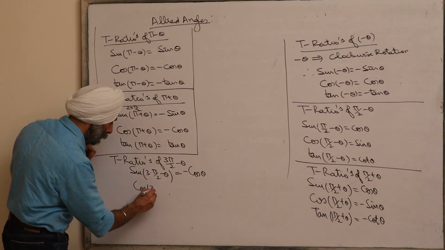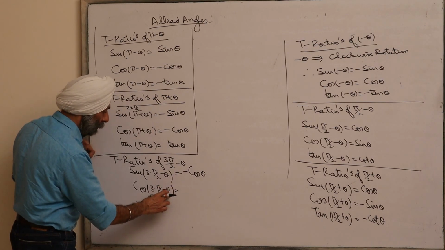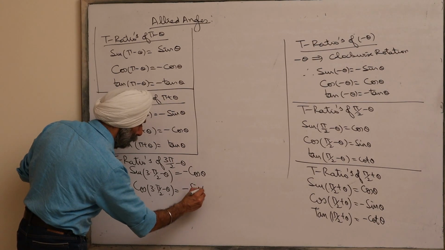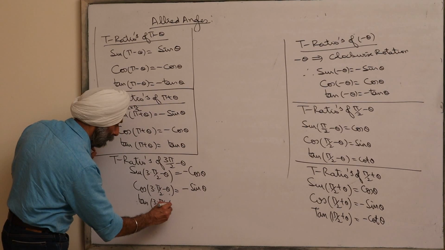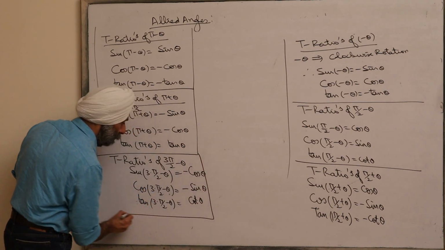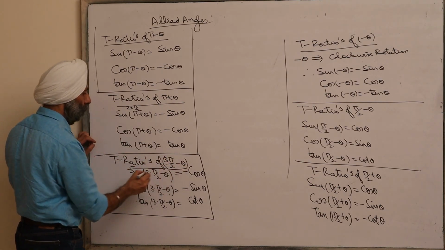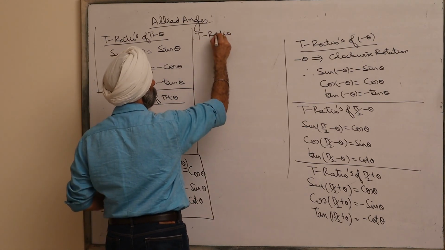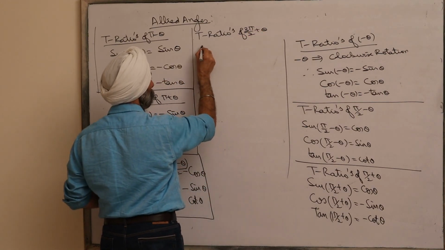Cos of 3 times pi by 2 minus theta. Third quadrant, now odd multiple of 90 degrees, the T ratio will change, minus sine theta. Tan of 3 times pi by 2 minus theta will be positive cot theta here. So these are the T ratios of 3 pi by 2 minus theta. So similarly, T ratios of 3 pi by 2 plus theta.